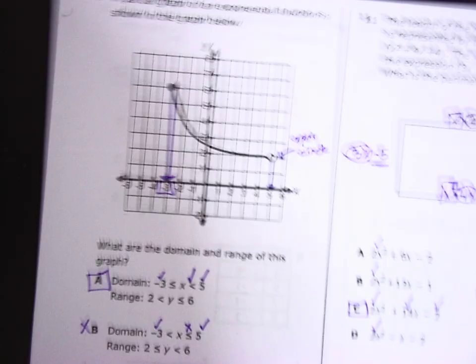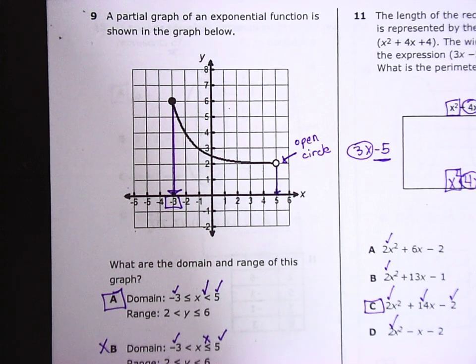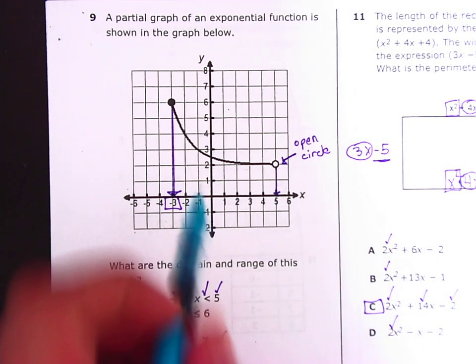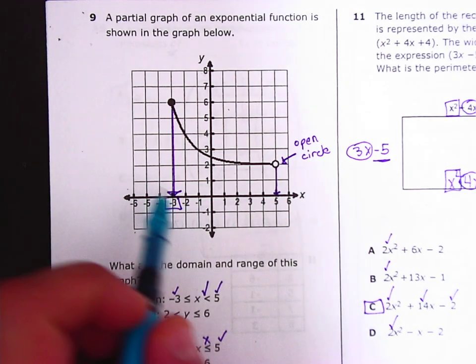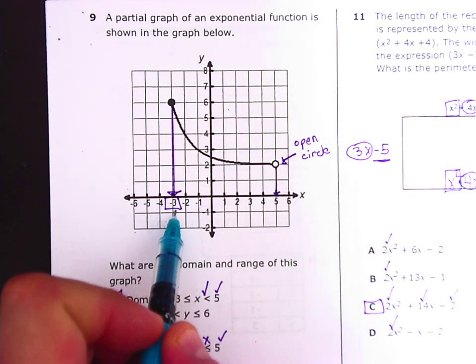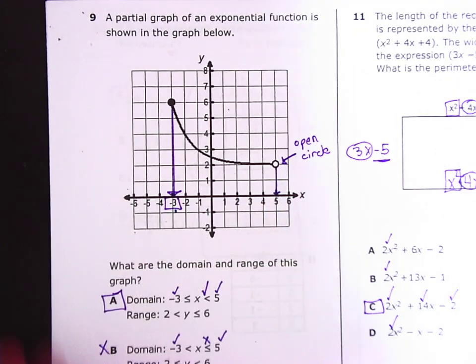Moving on, question number 9. A partial graph of an exponential function is shown in the graph below. What are the domain and range of this graph? First of all, we have to find the domain, which is the width of the graph. Domain is measured on the x-axis. The graph goes as far left as negative 3 and as far right as positive 5.